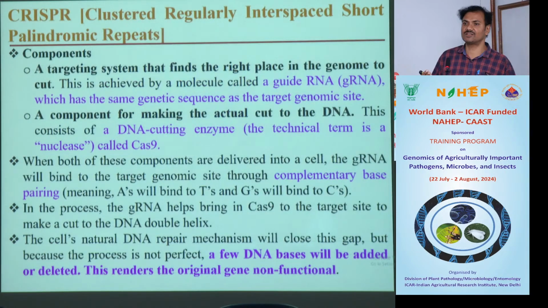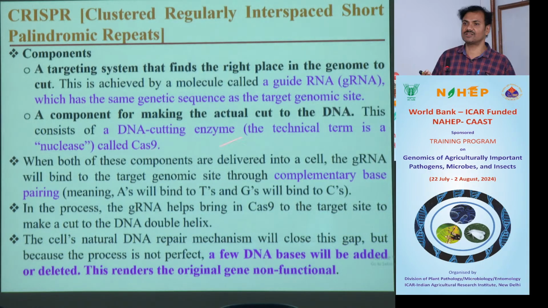I will go to the next method, which is CRISPR. In the CRISPR method, again, what you need is a guide RNA. The guide RNA should have homology with your target gene, and then the guide RNA works with the nuclease enzyme, which is able to cut the target DNA. So both, and the commonly used one is Cas9.